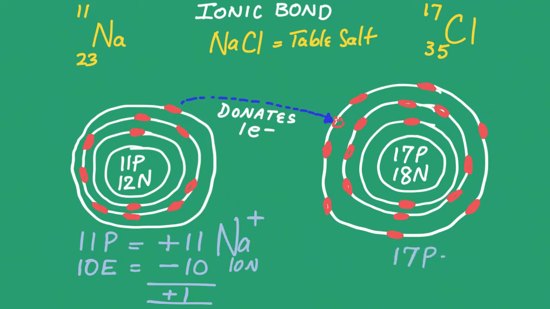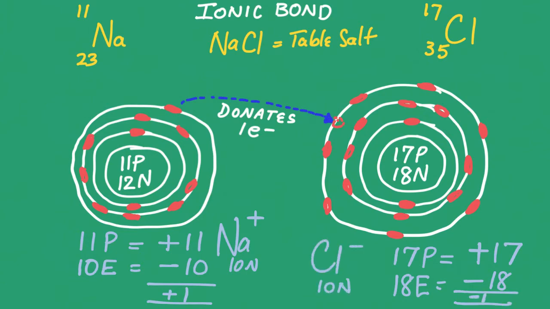The chloride, on the other hand, has received an electron, and so it has 1 extra negative charge. As a result, chlorine becomes a chloride ion, which is now negative. The opposites attract, and these 2 ions are held together by an ionic bond, and that's how we get sodium chloride. So let's look at another example of an ionic bond.